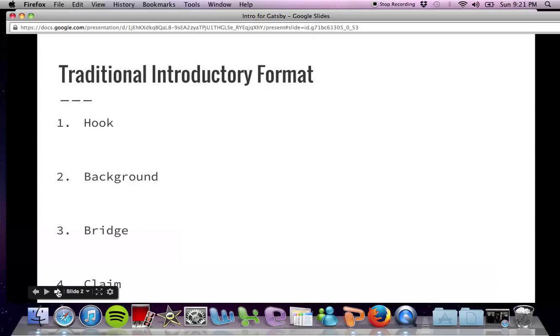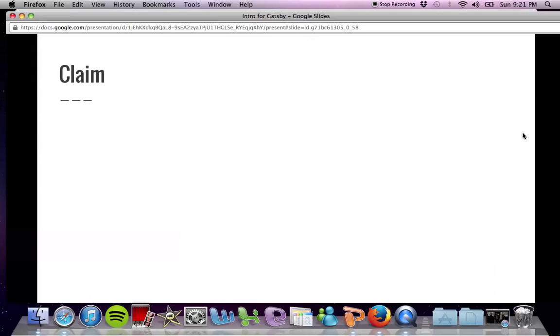However, I always see students staring at a blinking cursor for half an hour, the whole period, and I ask them why, and they're like, I can't think of a hook. So to remedy that, we're actually going to start from the bottom, and then we're going to move our way to the top. So we're going to go claim, background, hook, and then back to bridge, and then it will all come together. You'll still follow the traditional order, but we're just not going to write it in the traditional order. So let's start with your claim.